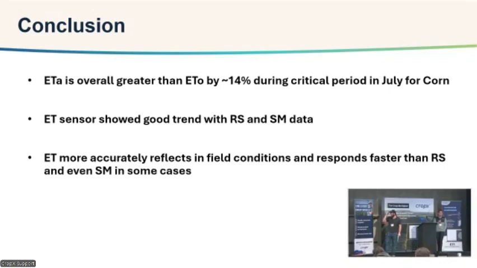So just to conclude, some takeaway points. The actual ET was much higher, around 14% greater during July for corn than ETo. The ET sensor showed really nice trends with remote sensing and soil moisture data. And the ET didn't only trend with the other things, it actually preceded the remote sensing based data, and in some cases the soil moisture too, because as I said before, stomata respond the fastest to stressors.